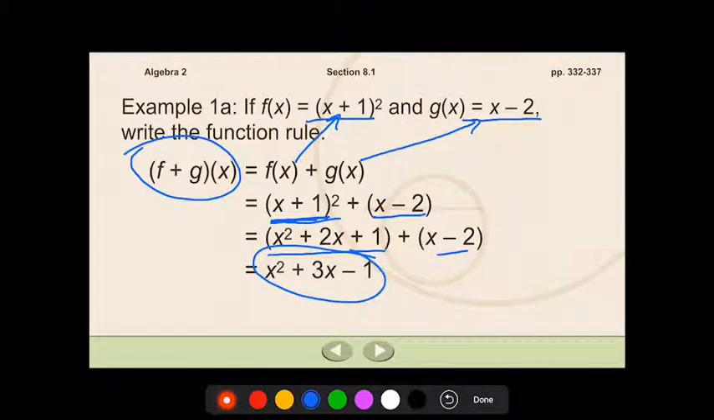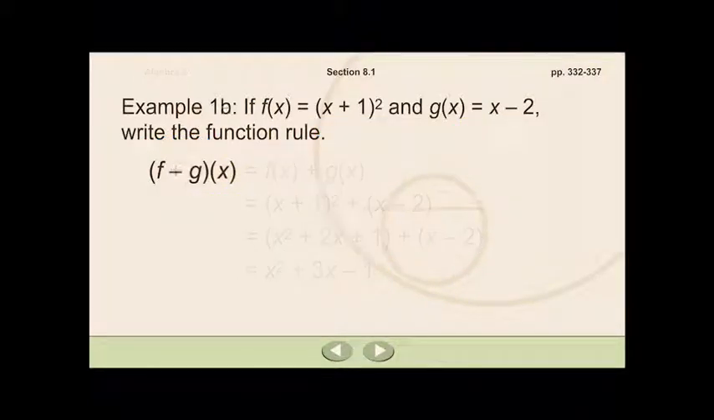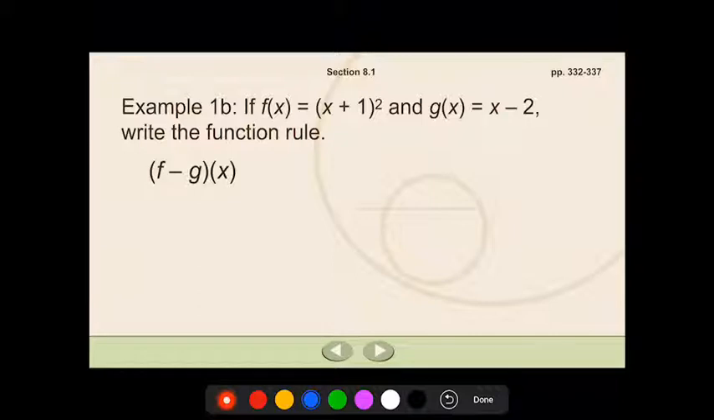So literally, you're just taking the f of x function and adding it to the g of x function. Here, I changed it up. We're subtracting now: f minus g of x. According to the chart, and hopefully you maybe even have it memorized right now, that means f of x minus g of x. So you take the f of x function, which again is right here, and then you subtract from that the g of x function, which is right there.